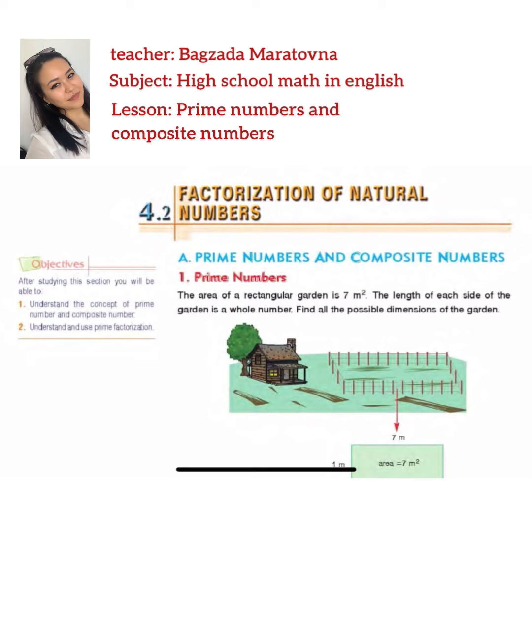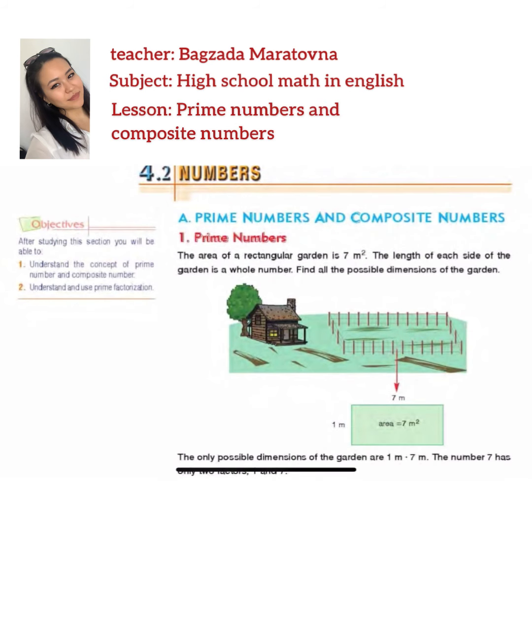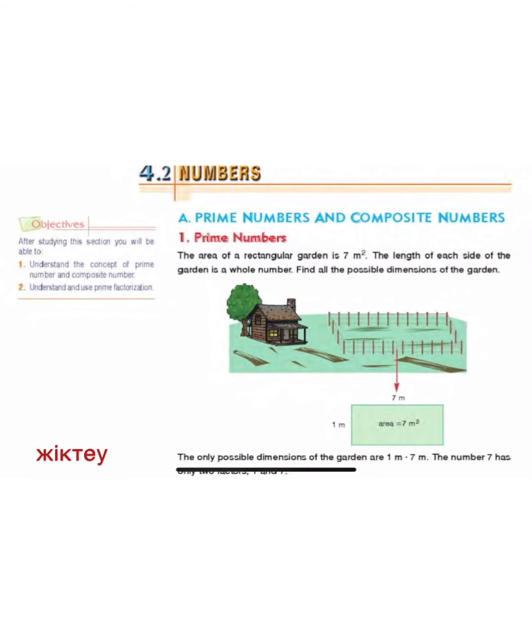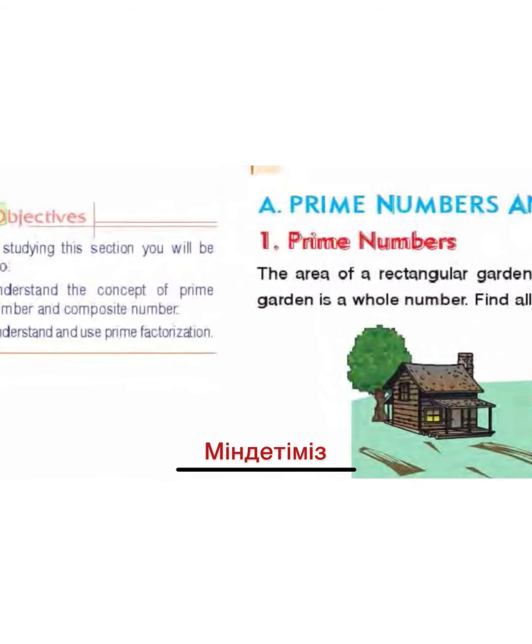We're still continuing about natural numbers, so today's topic will be about factorization of natural numbers. Our topic has two subtopics. The first one is prime numbers and composite numbers, and the second one is factorization. In the beginning, I want to mention our objectives.